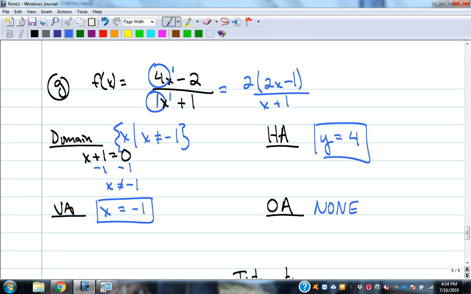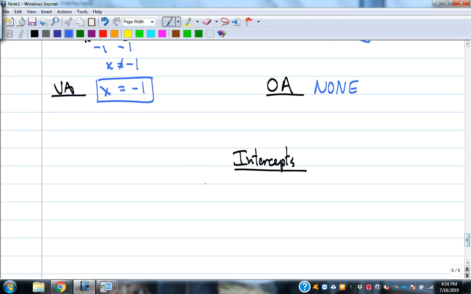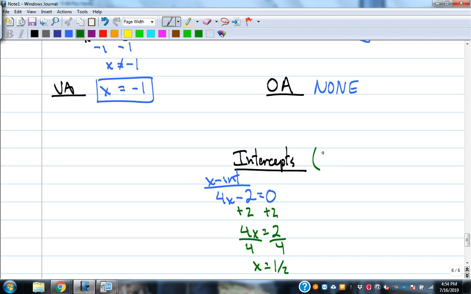Now, this one's a little smaller problem, so it should make the intercepts a little easier to do. To get the x-intercepts, again, the trick is take the top, set it equal to 0. 4x minus 2 equals 0. Let's solve it. Add 2. 4x equals 2. Divide by 4. X equals 1/2. So we have an x-intercept at (1/2, 0).